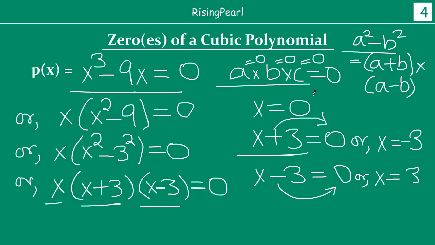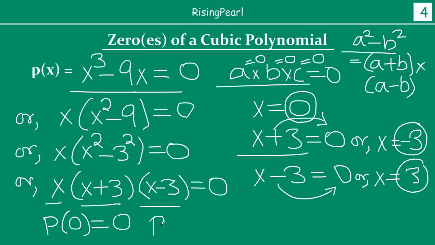So now friends, for each of these values, at x equals 0, x equals minus 3, and x equals plus 3, the value of the polynomial will be 0. That is, if you were to find p(0), you will get 0. If you find the value of the polynomial at x equals minus 3, you will get 0. If you find the value of the polynomial at x equals 3, the value will be 0. So each one of them is a zero of the polynomial.